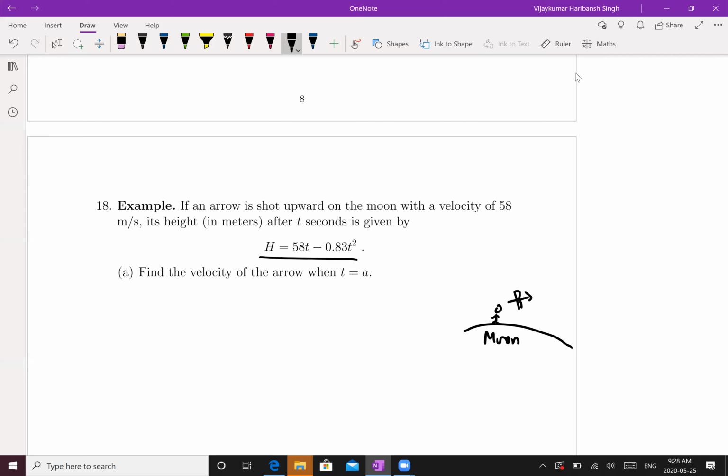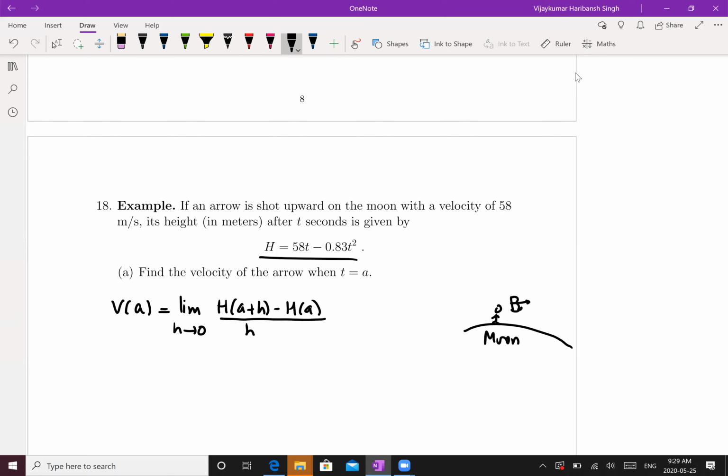Doesn't look like an arrow. Let's try to draw a more reasonable version of the arrow. So you're shooting an arrow. Find the velocity of the arrow at t equals a. So v of a is going to be the limit as h goes to 0 of h of a plus h minus h of a, over h.